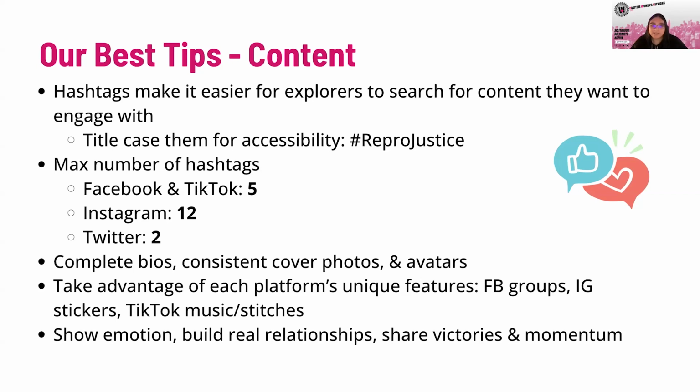There are a maximum number of hashtags to be efficient on each platform. You can make way more than this, but based on some research, the best number of hashtags for Facebook and TikTok is about 5. Instagram, 12 at the max. You don't necessarily need to do all 12. And then Twitter is about 2. So we don't want to oversaturate because then it looks spammy. The algorithm probably won't like it very much. But using very specific ones like PWN votes and repro justice, for example, short, simple, to the point, and still effective.